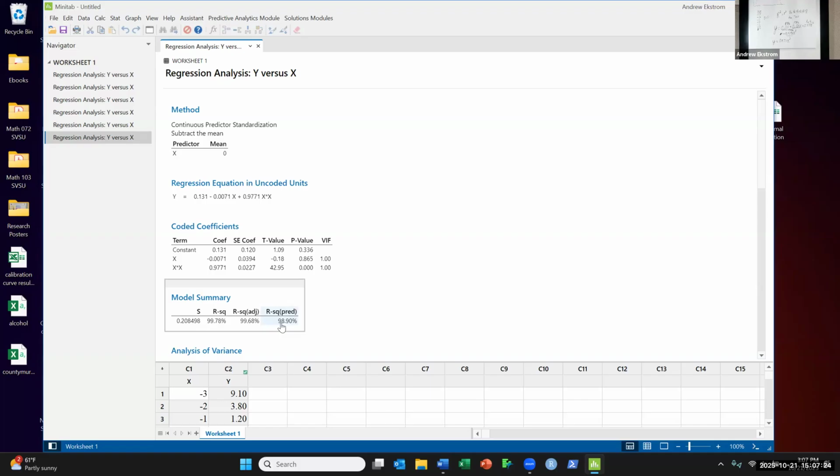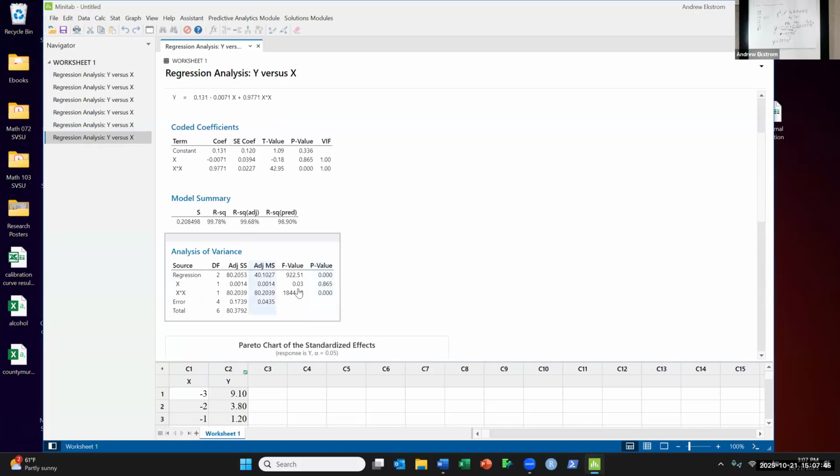With a lot of the stuff you do in machine learning, what's one of the things that you want to do? Predict an outcome. This is telling us that it's 98.9% accurate at predicting an outcome. Sounds good to me.